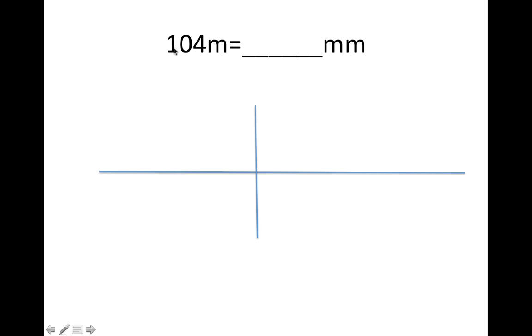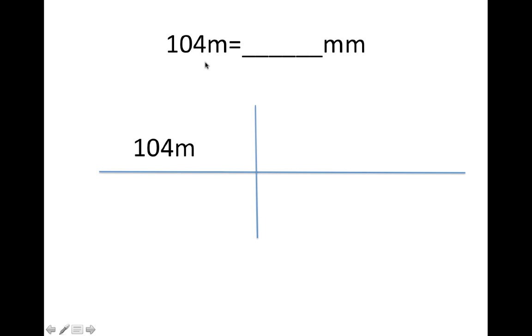Our first problem is 104 meters equals how many millimeters? To start our T-chart, the first thing we have to do is set up a T-chart, and then in our upper left-hand corner, we put what we want to convert, which in this case is 104 meters.